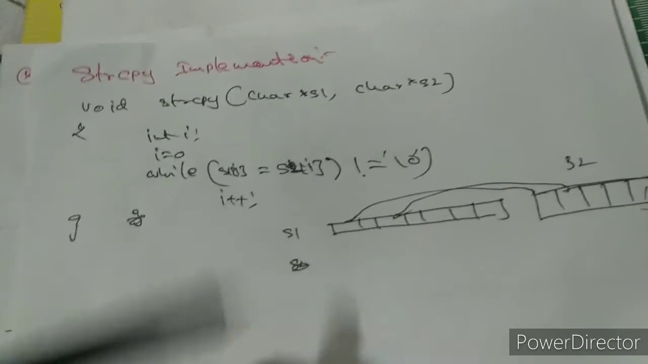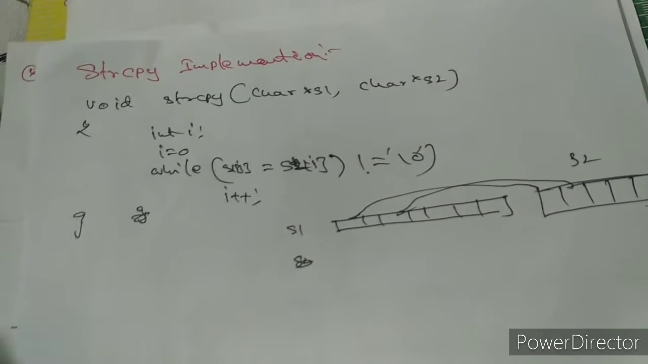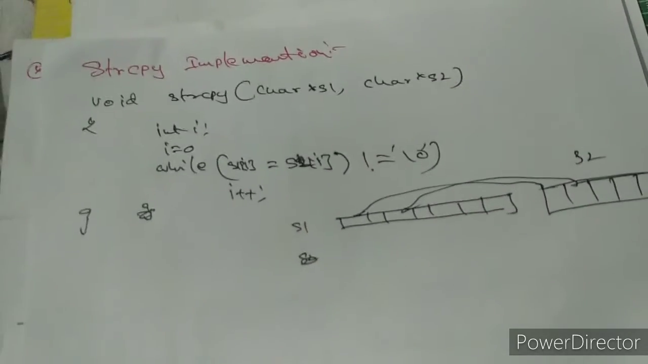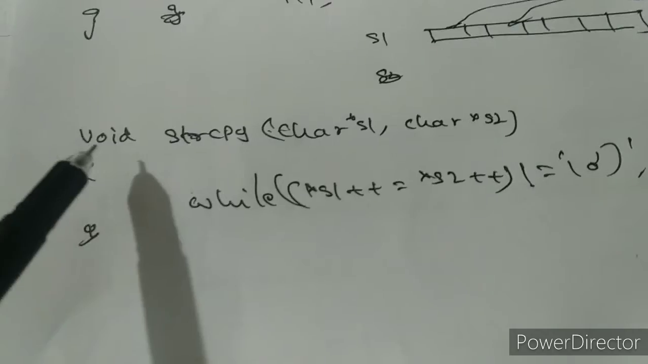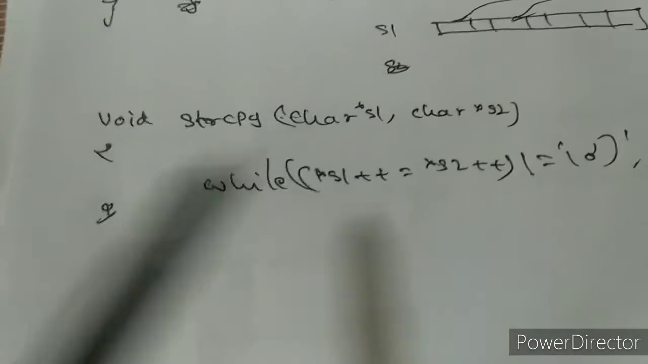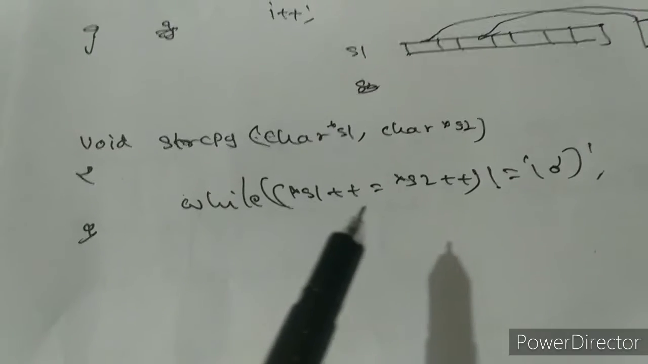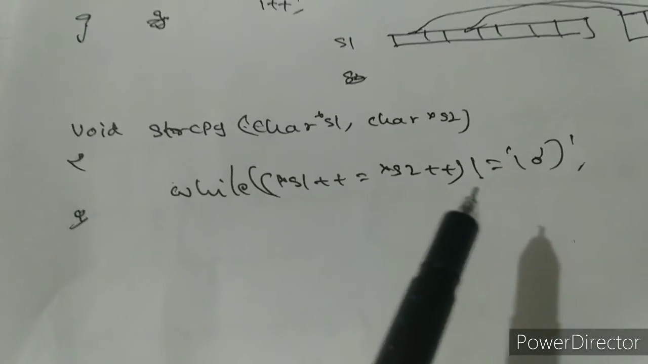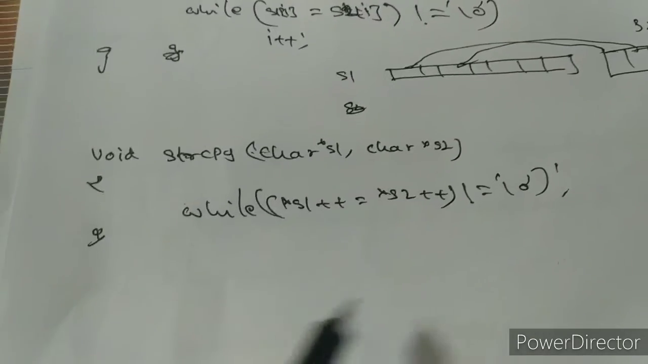Let us see how the string copy function can be implemented in a compact way. This is the pointer version of the string copy function. Here char *s1, char *s2, while *s1++ equal to *s2++ is not equal to the null character. This is the compact way of writing the program.